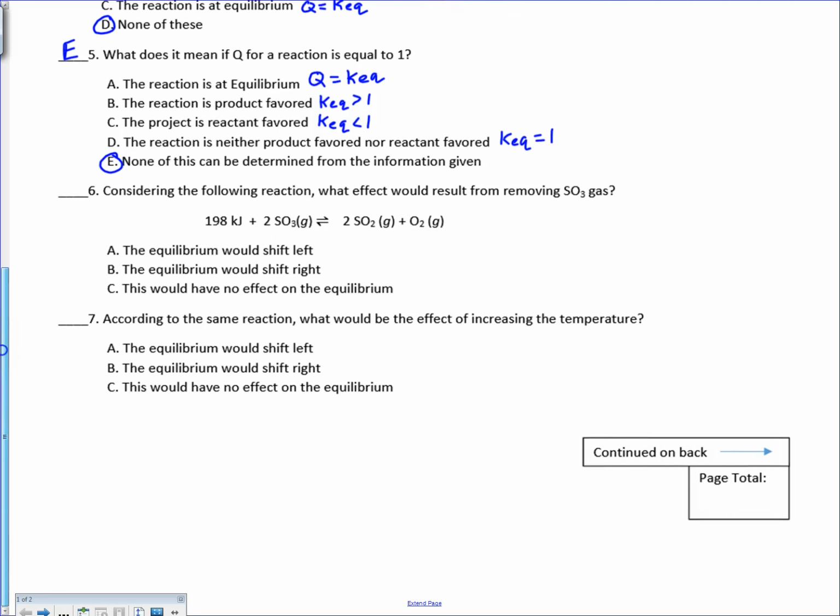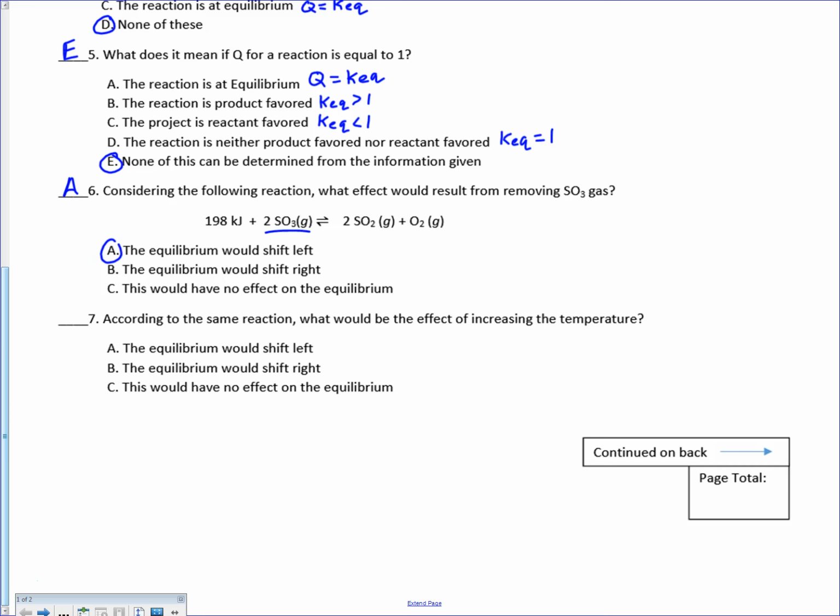Number 6 and 7 are talking about concepts with Le Chatelier's principle. So this is considering the following reaction. What effect would result from removing SO3 gas? So if we're taking away this SO3 gas, what we're doing is we're removing a reactant. Le Chatelier's principle says that it's going to react by trying to undo whatever change we're making. So it's going to try and produce more of that reactant. If it's trying to make more of that reactant, it's going to shift to the left. So that is A.